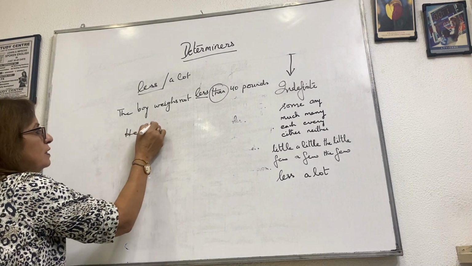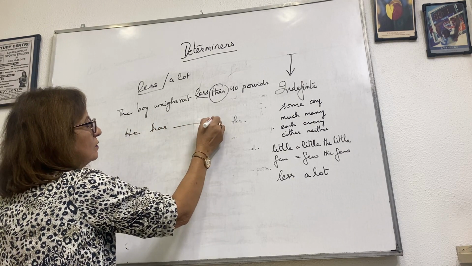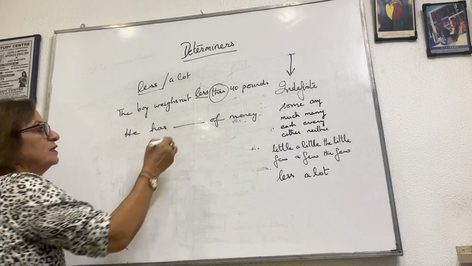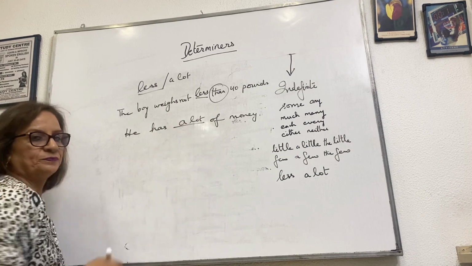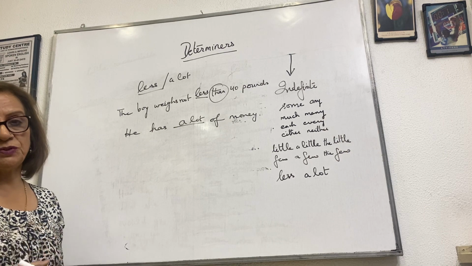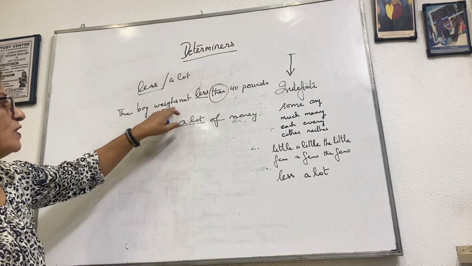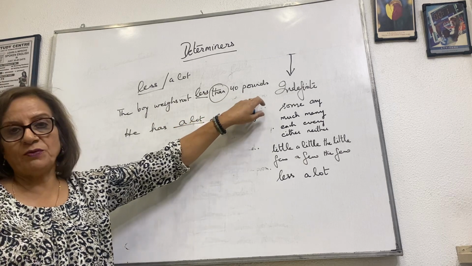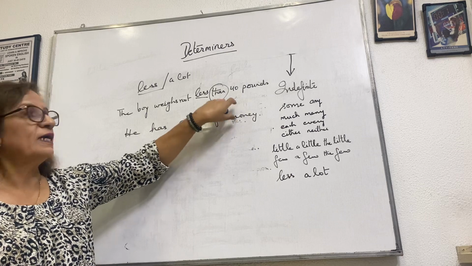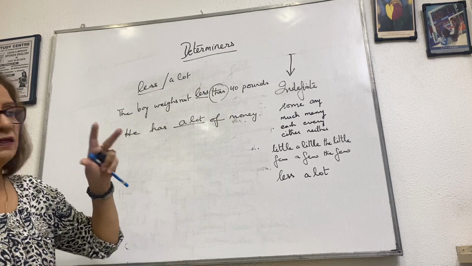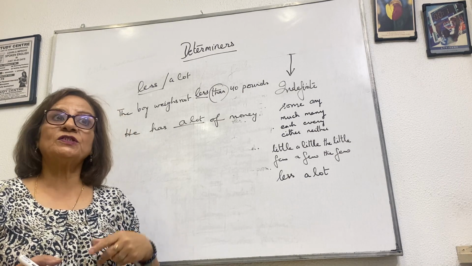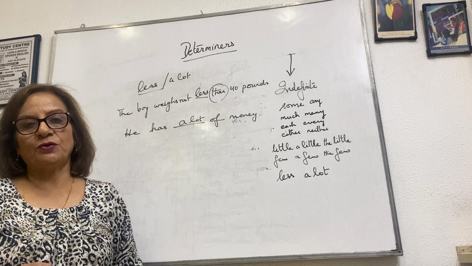Try another one. He has dash money. He has a lot of money, means a huge quantity, a huge amount. So the boy weighs not less than 40 pounds. Less is a comparative degree, so we have to use than with it. And a lot means many. So he has a lot of money. There was a lot of crowd in the auditorium.